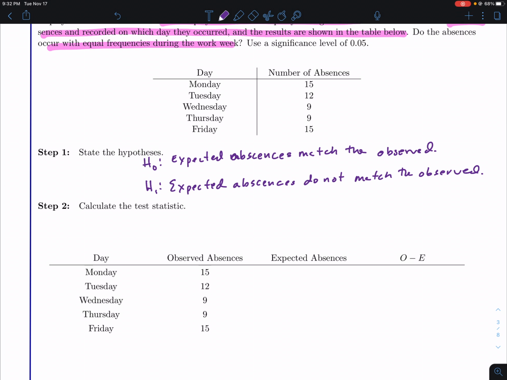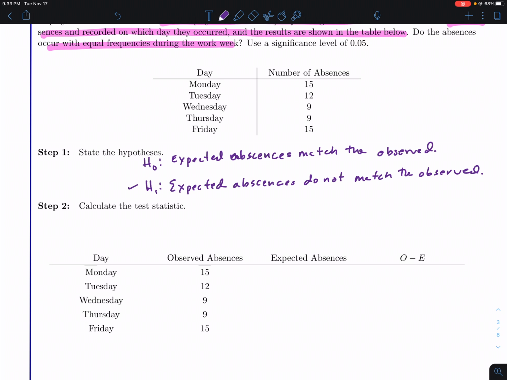So again, just like always, we always want to put what we want to prove in H1. So we always have to word it in such a way that that's what we're trying to prove, because we can never prove H naught is true. So even in this situation, the best we can do is fail to reject H naught, which means that we can't determine whether the absences match or not. We can't say that they do match or anything.